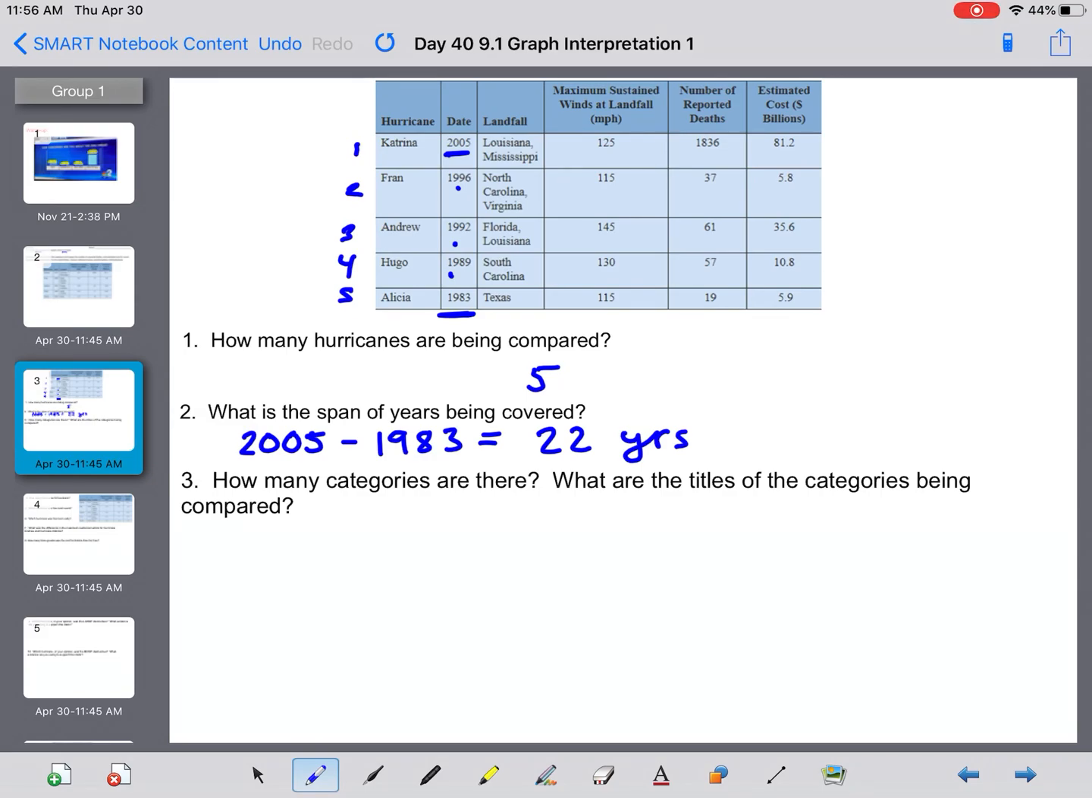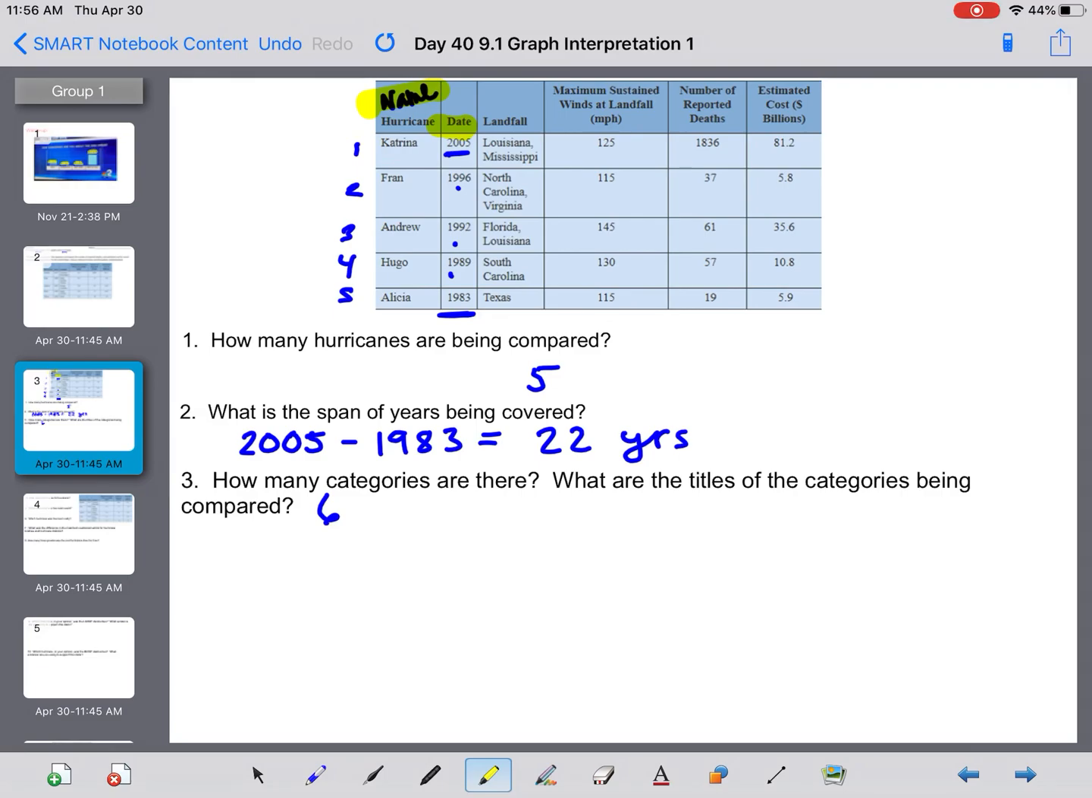And then 3, how many categories are there? What are the titles of the categories being compared? Well, there's actually 6 different categories. So we have the hurricane name. So maybe I'll just highlight them up here. So we have the actual name of the hurricane.